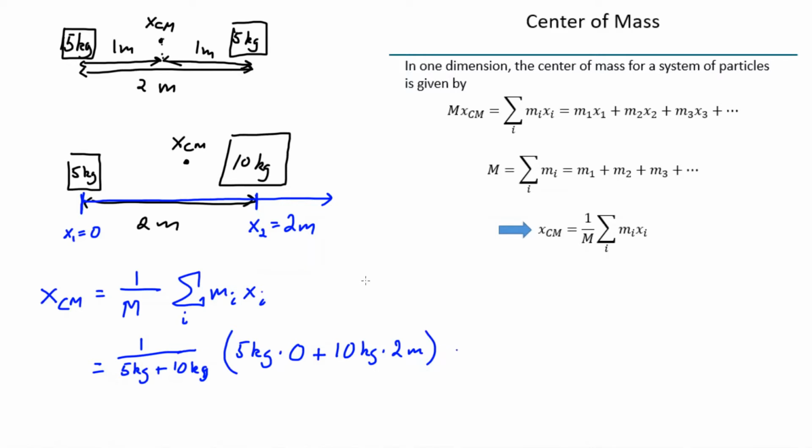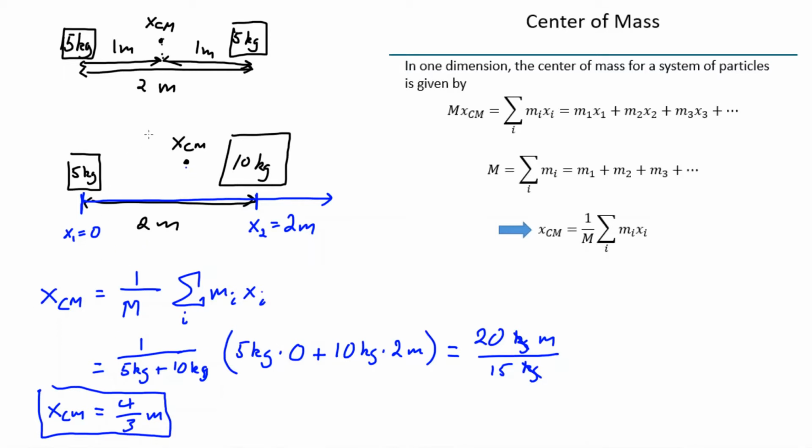When I add all this up, I get 20 kilogram meters over 15 kilograms. The kilograms cancel out, and I get 20 over 15, which is 4/3 of a meter. That's 1 1/3 meters away from the origin of this coordinate system. So this center of mass position is 1 1/3 meters away from the left-hand mass.